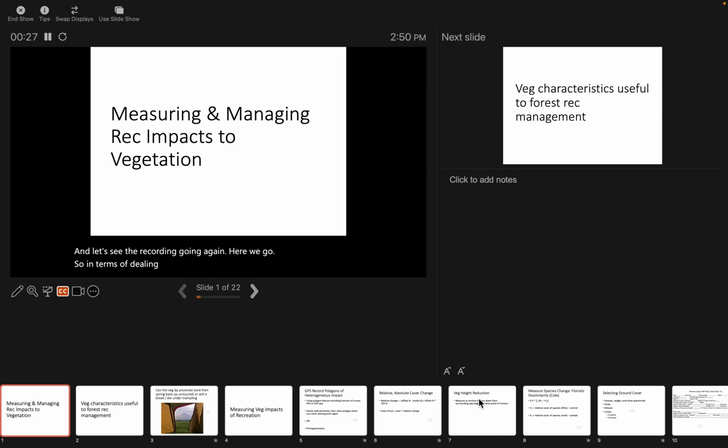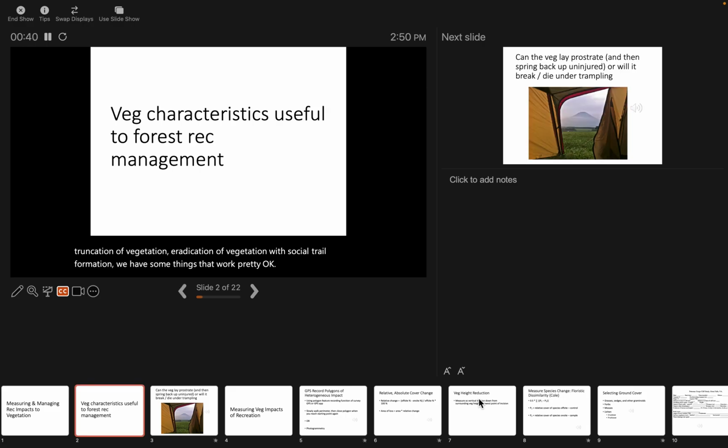Dealing with campfire impacts, hatchet impacts, incision, truncation of vegetation, eradication of vegetation with social trail formation, we have some things that work pretty okay. The difficulty here is that we are doing intensive localized management, fixing, removing, renaturalizing, making less appealing a social trail in a very large place, in a very busy and very large place. And that is a lot to try to keep up with.